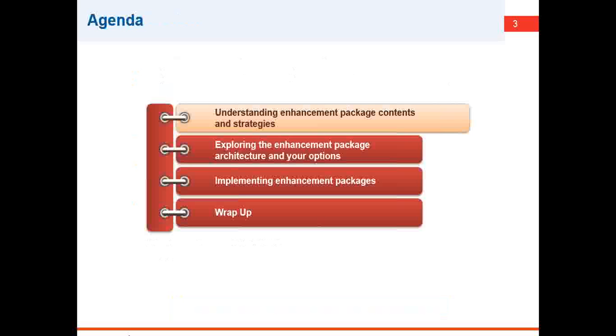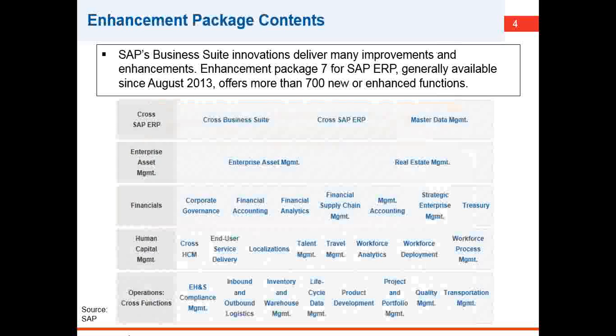So understanding enhancement packages. SAP's Business Suite innovations deliver many improvements and enhancements. With Enhancement Package 7, which was released in August of 2013, there are more than 700 new or enhanced business functions. As you can see from this screen, as well as the next two, there are enhancements in just about every area that SAP ERP 6.0 covers.